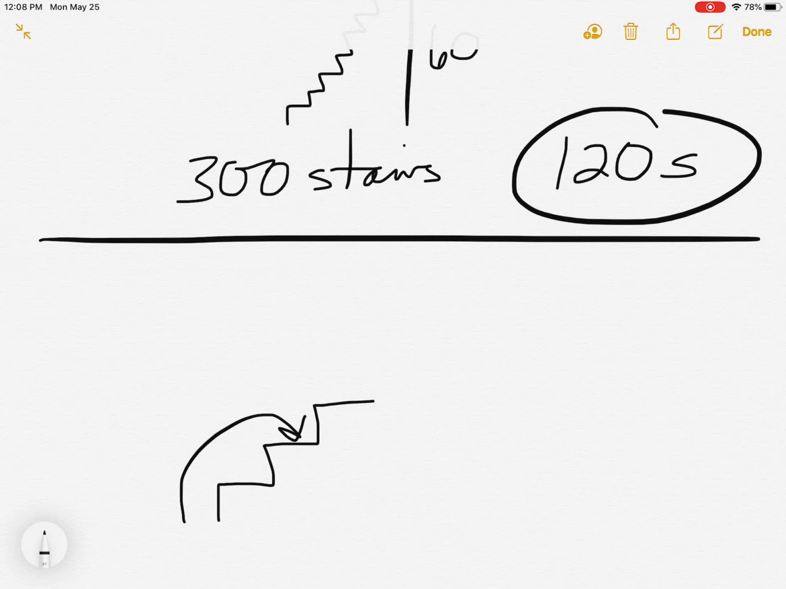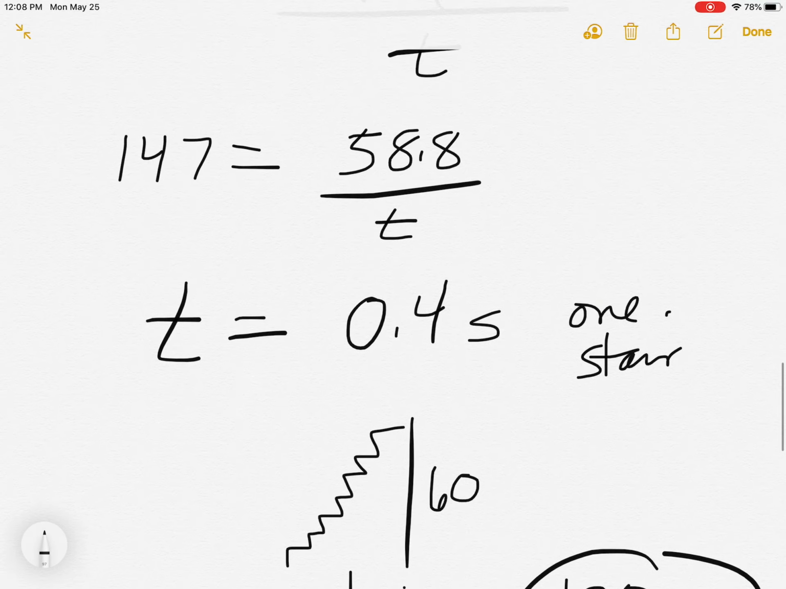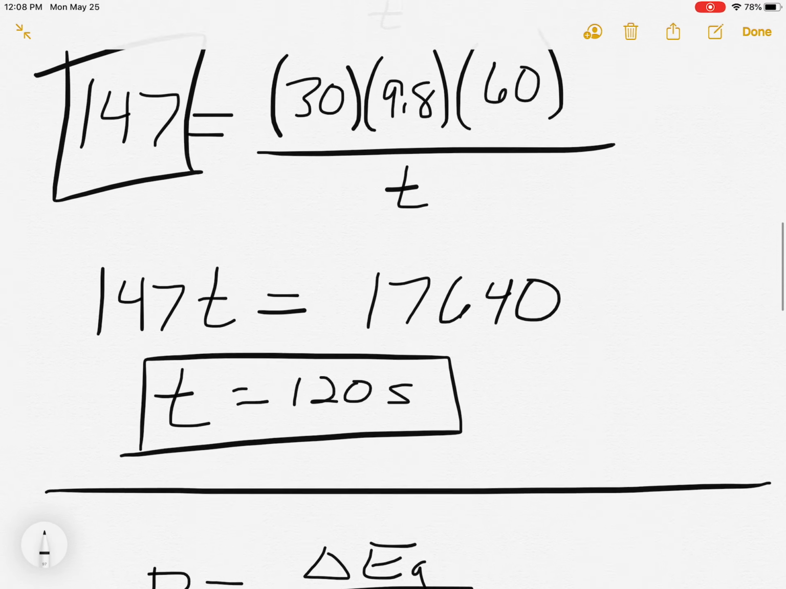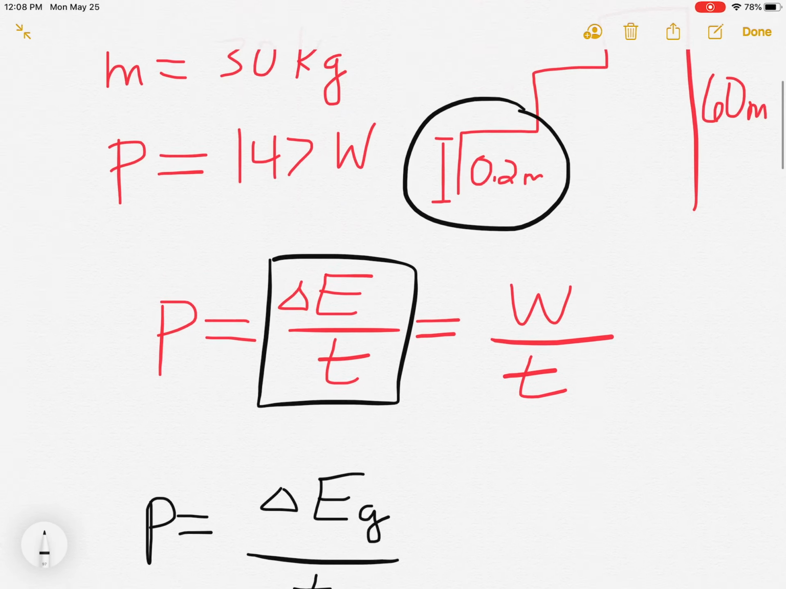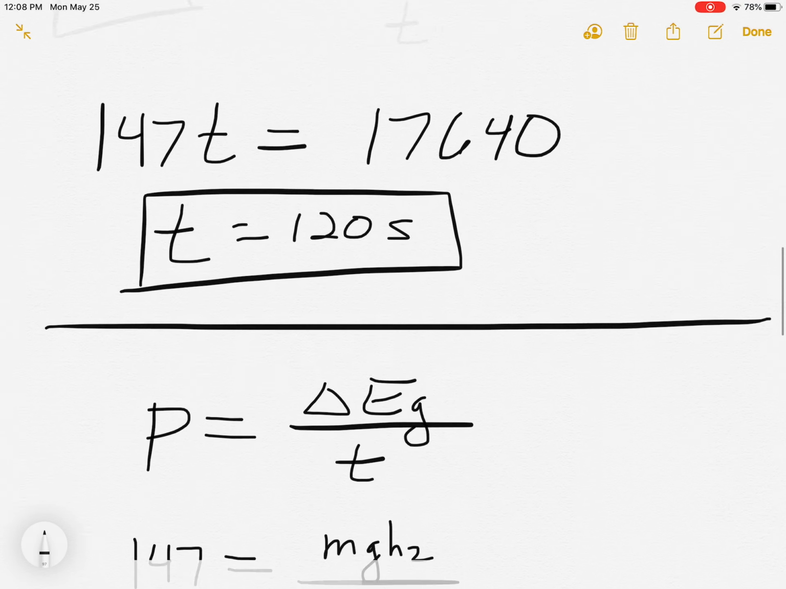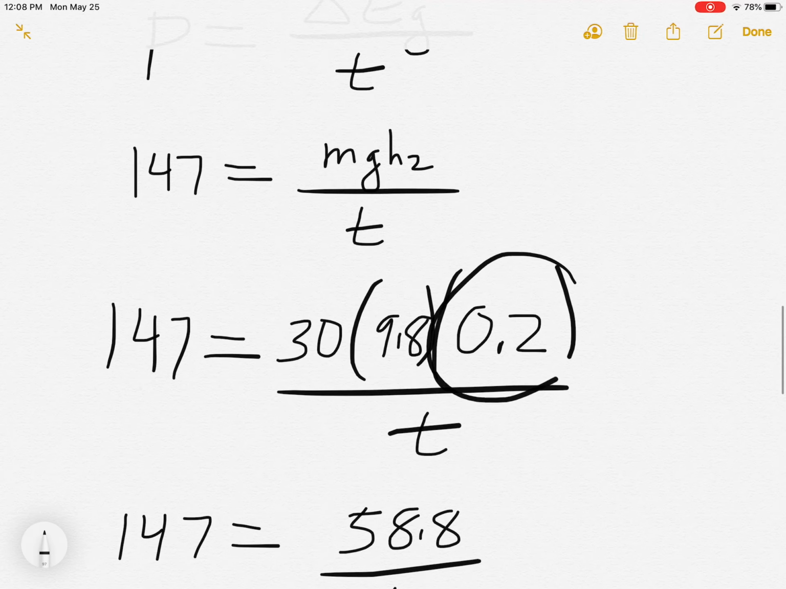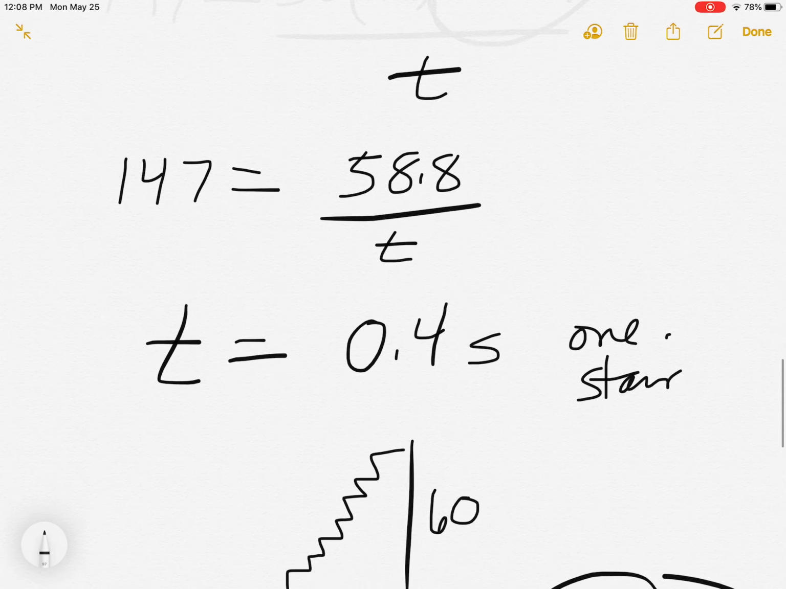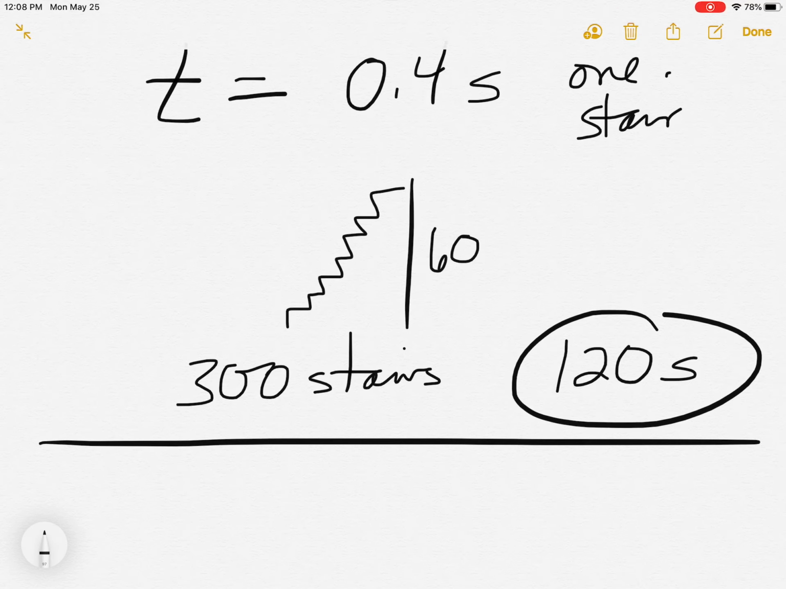So in past years, students have provided answers where they assume she could jump 2 stairs at a time, and that's where the confusion came in. So you can do this one either way. You can figure out the total, like we did here, using the total height and get 120 seconds, or you can do it per stair and figure it out and then multiply at the end to get your 120 seconds.